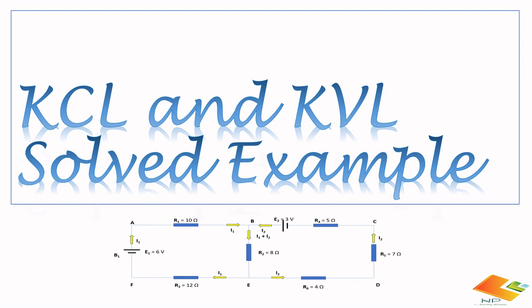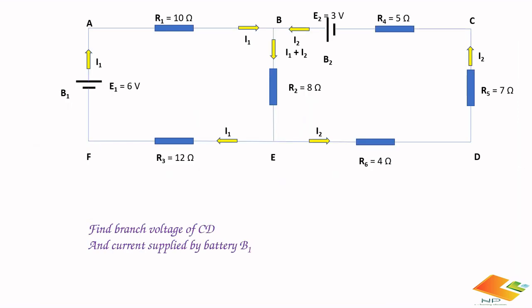In this video, we will learn about KCL and KVL with a solved example. Here is the problem statement: we have to find the branch voltage VCD and the current supplied by the battery V1. Let's start.